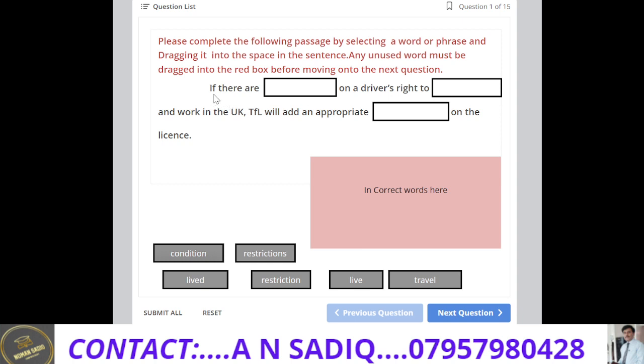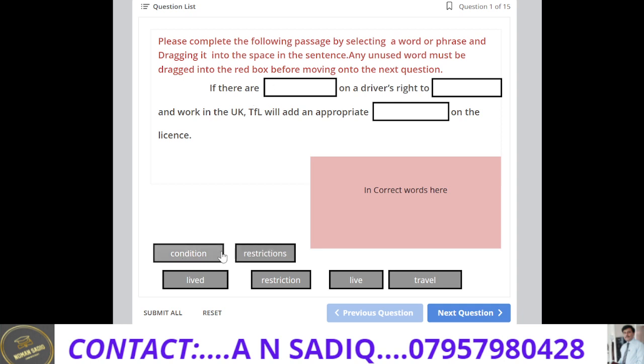The question says, with the blank spaces: if there are, and then there is a blank space, on driver's right to, again there is a gap, and work in the UK, TFL will add appropriate, then again there is a blank space, on the license. Now let's see how to choose the appropriate words. First of all, this 'if there are', this word 'are' indicates that the next word should be in plural form. It should not be in singular form because it is 'are', not 'is' here.